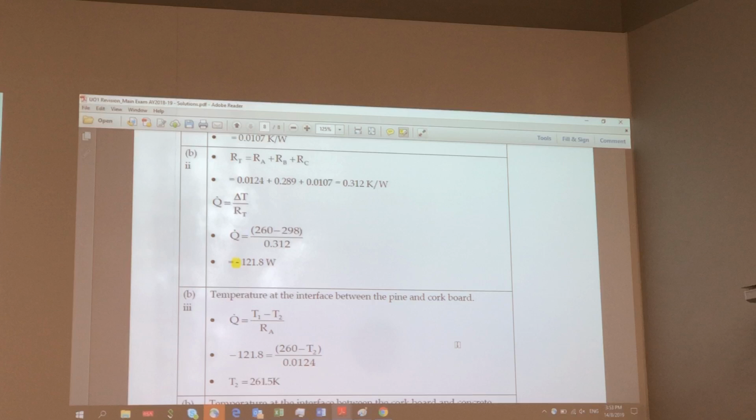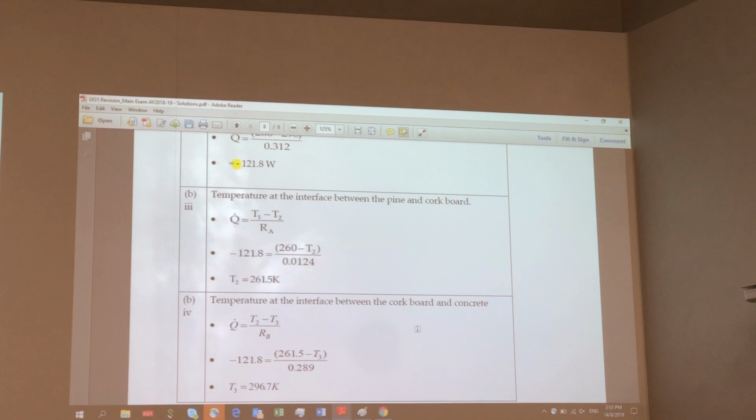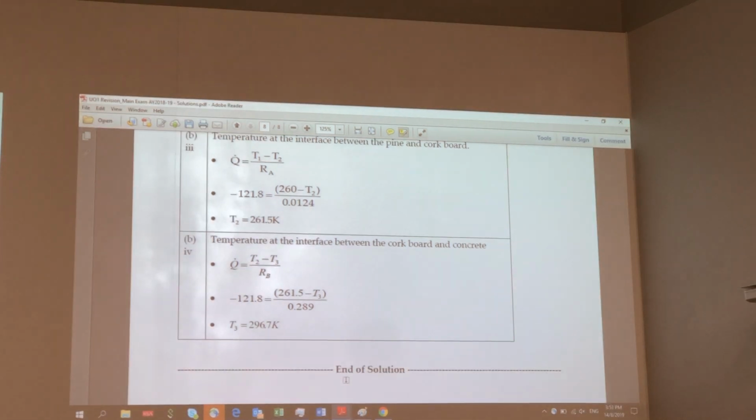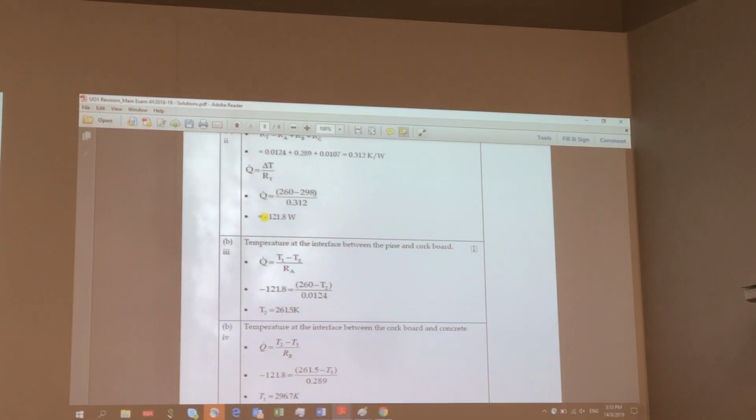Then what is the temperature at the interface between different materials? You need to find T2, T3. So this is the end already. You all okay with this?